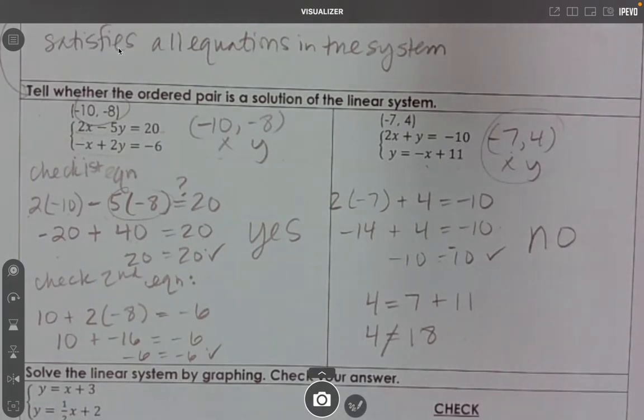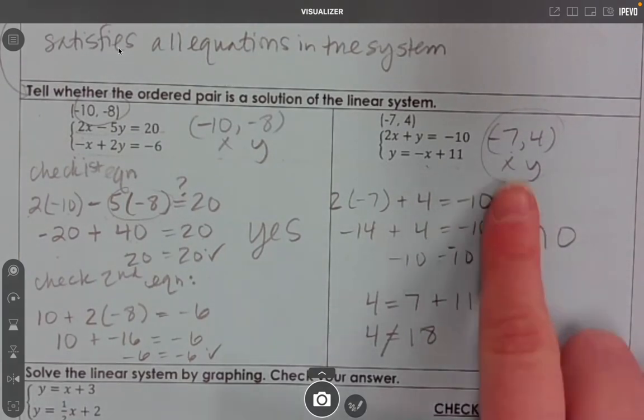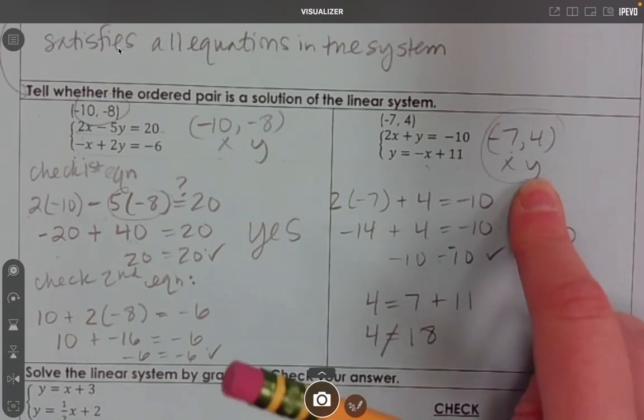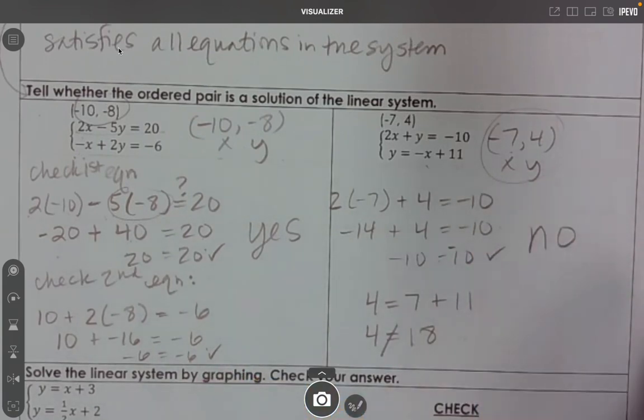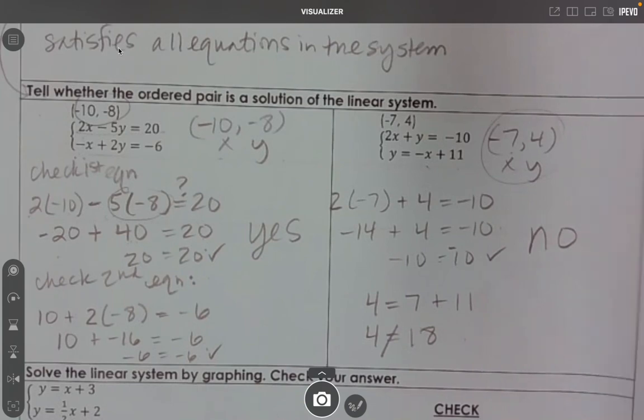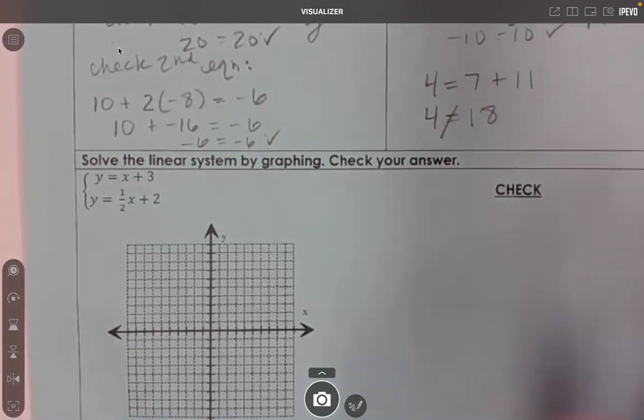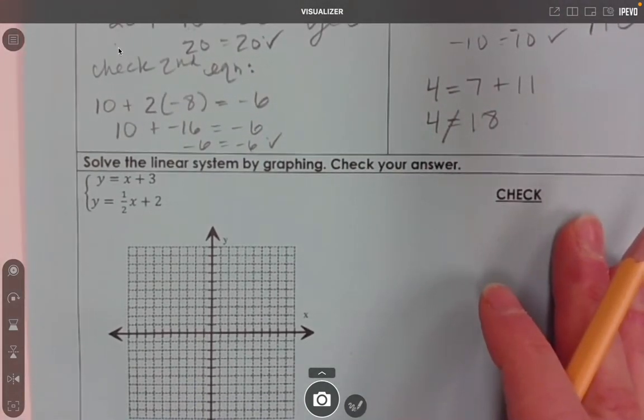That does not mean that there isn't a solution. It just means that negative 7, 4 is not the one. So we would have to keep working if we wanted to solve that. So let's take a look at this first solve by graphing.